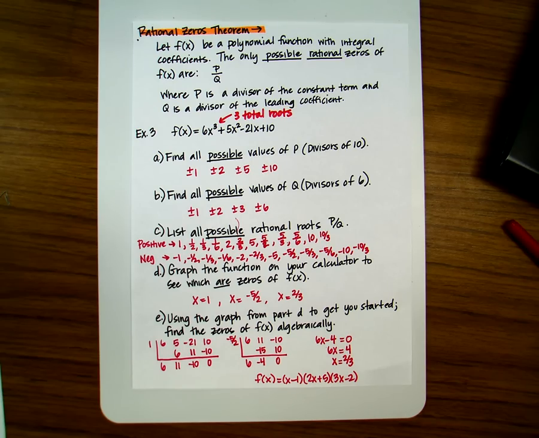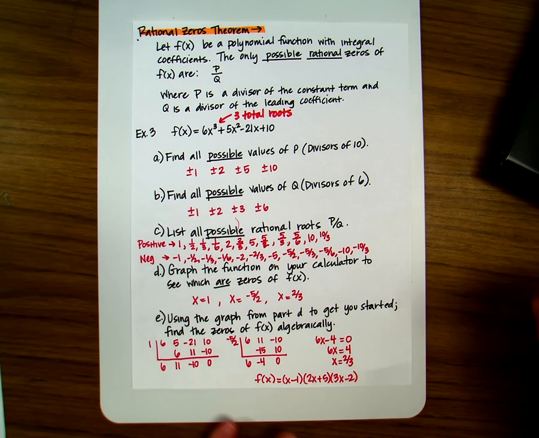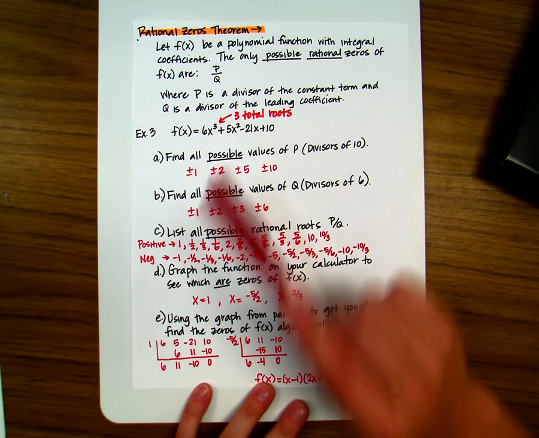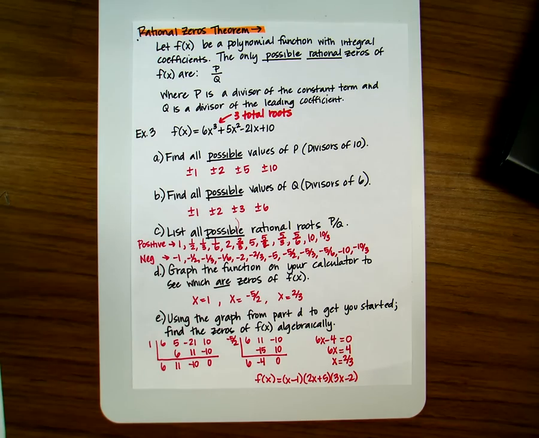In example 1, you are given the function f of x equals 6x cubed plus 5x squared minus 21x plus 10. Please note that there are 3 roots total because the degree of our polynomial is 3. That's just how many roots there are. It does not mean how many are rational. In A, you are asked to find all possible values of p. Remember that p is the divisors of the constant term.